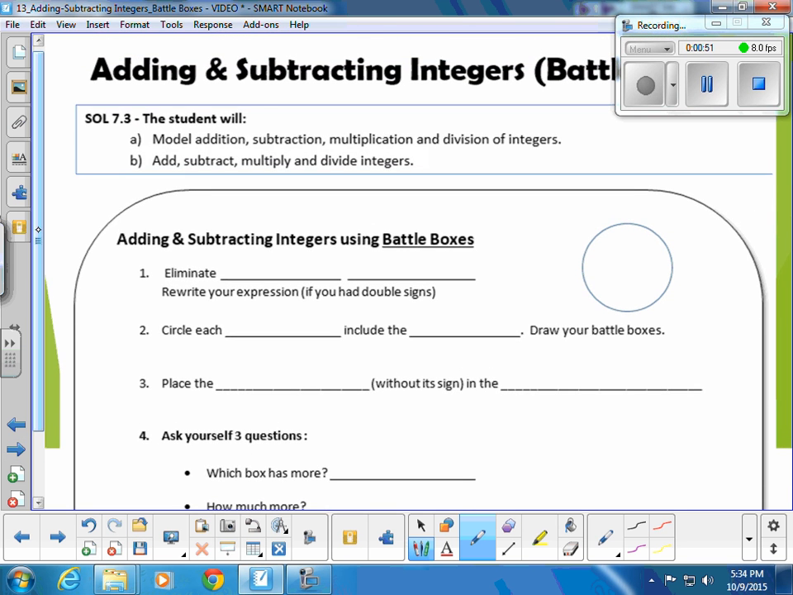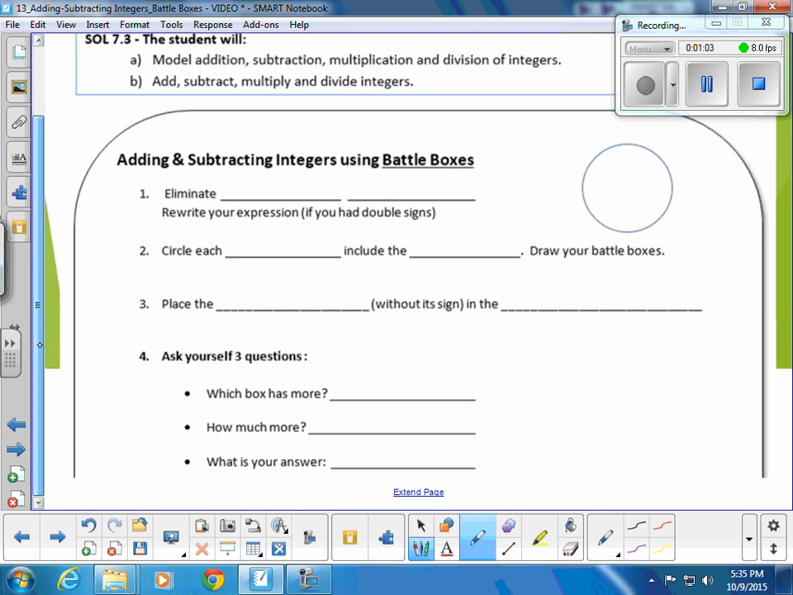Again, our SOL is always modeling addition, subtraction, multiplication, and division of integers, and today we're going to be adding and subtracting integers but without any models. So this is a little bit more intense and the numbers are a lot bigger. As always, our process is the same.